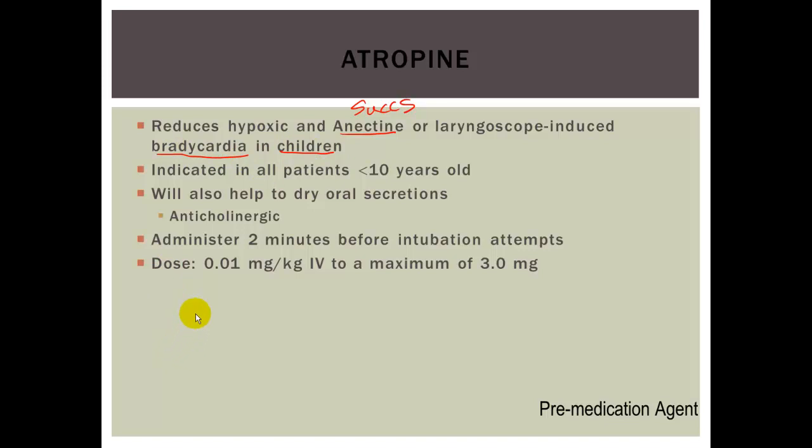Indicated in all patients less than 10 years old. Will also help dry oral secretions, and this is because it's an anticholinergic. Administer 2 minutes before intubation attempts, and the dose on this should be 0.01 milligrams per kilogram to a maximum of 3, which should be our adult dose.